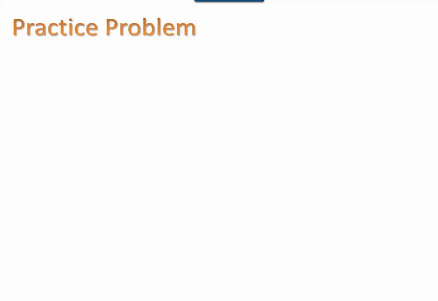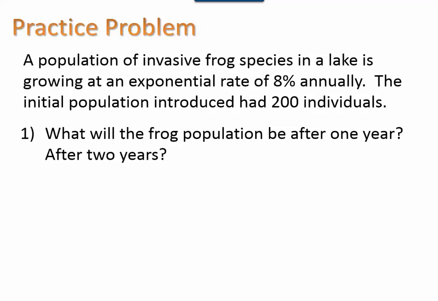Okay, let's do a little practice problem here. A population of invasive frog species in a lake is growing at an exponential rate of 8% annually. The initial population introduced had 200 individuals. What will the frog population be after 1 year and after 2 years? So this is similar to one of the questions that I gave you in assignment 3.4.